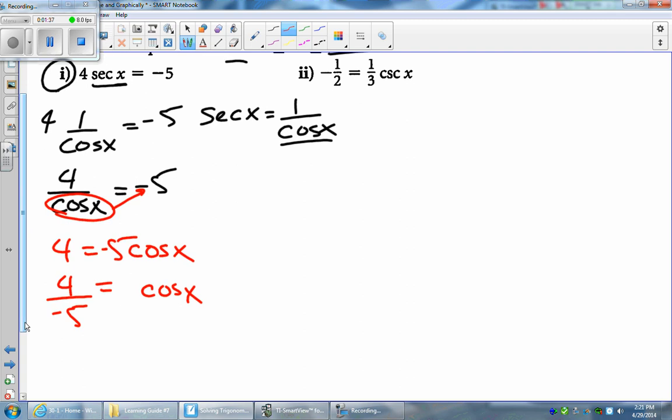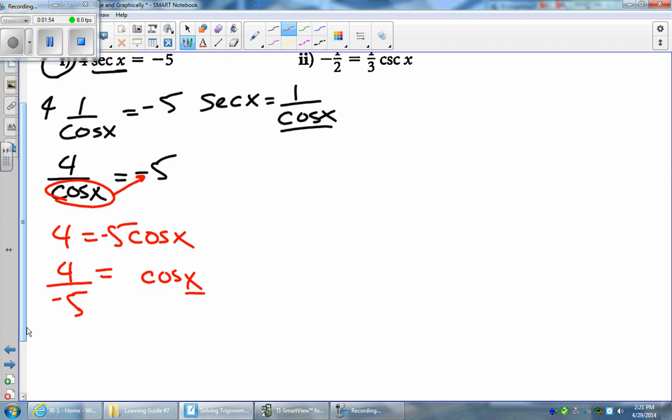Now, the unit circle, we try to use that. It's always the first thing you should try. But as you can see here, there's no coordinate, there's no angle in the unit circle that's going to give you an x-coordinate of 4 over -5. It just doesn't exist on the unit circle. So as you can see here, our angle is not going to be a special angle on the unit circle. But you could still solve for x. The process is as follows.